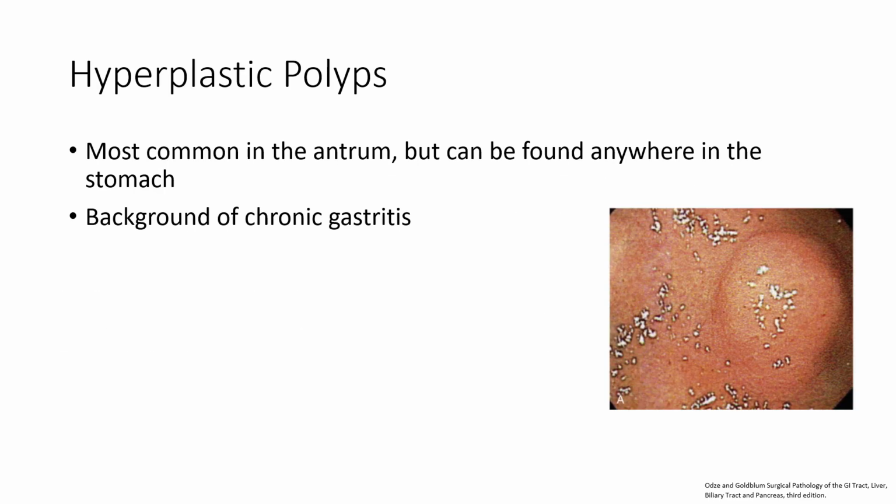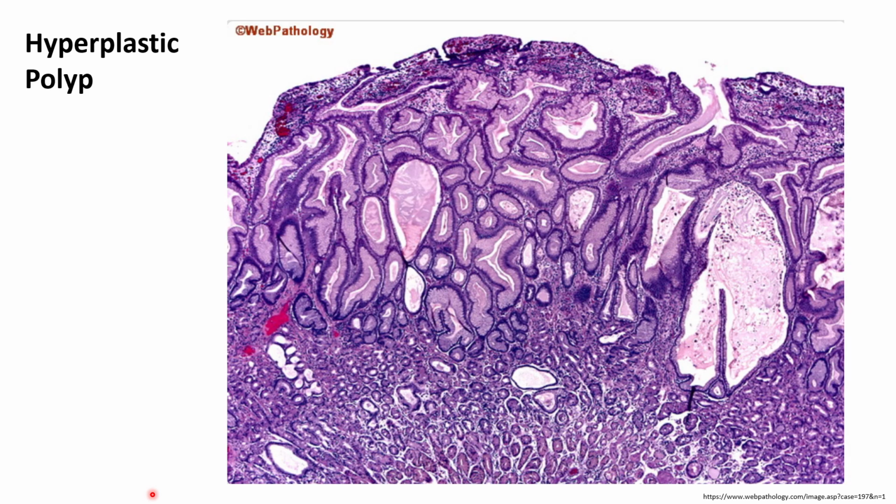Hyperplastic polyps are also called inflammatory polyps. They can occur anywhere in the stomach, but are most commonly found in the antrum. They occur in a background of chronic gastritis usually. This is a picture of a hyperplastic polyp. We can see that the foveolar epithelium is hyperplastic and it's also elongated and tortuous with cystic changes.